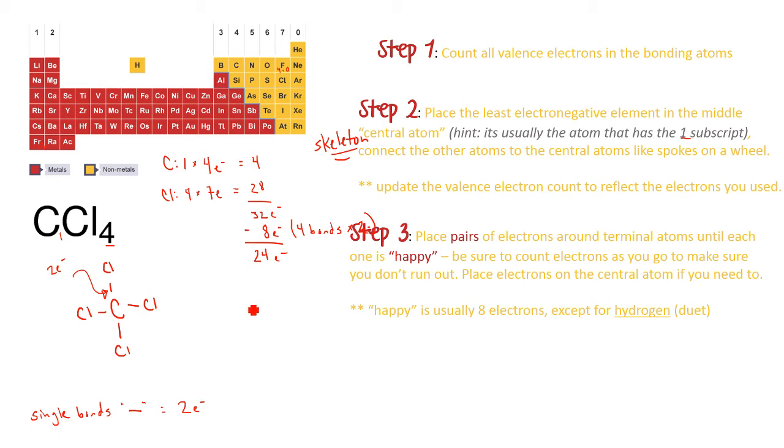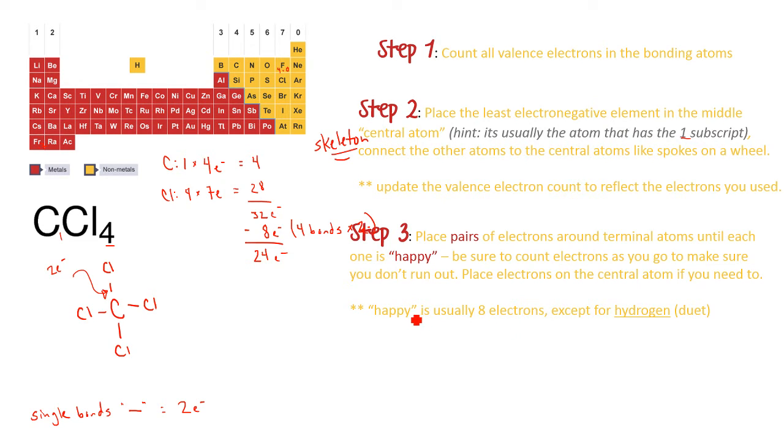The next step, step 3, says place pairs of electrons around the terminal atoms until each one is happy. Be sure to count the electrons as you go to make sure you don't run out, and then place the electrons on the central atom if you need to. Now, happy is obviously a vague term. Happy usually means 8 electrons.